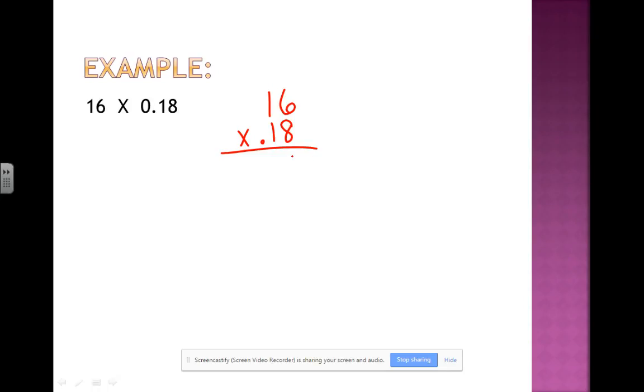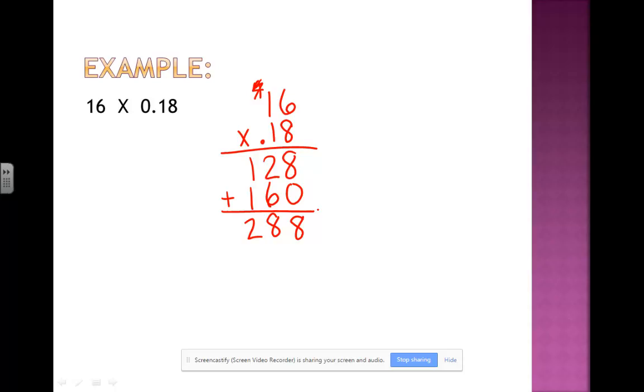8 times 6 is 48. I'm going to multiply. 8 times 1 is 8. Plus 4 gives me 12. Put my 0 placeholder. And 1 times 6 is 6. And 1 times 1 is 1. Now, all I'm doing is adding my partial products just like normal. I haven't done a single thing with our decimal.